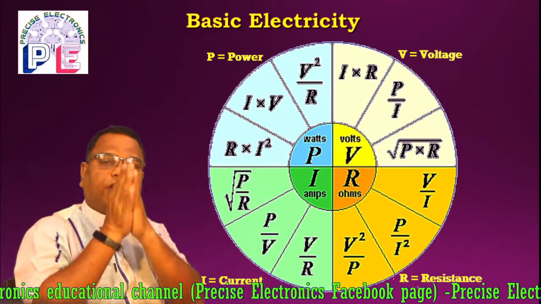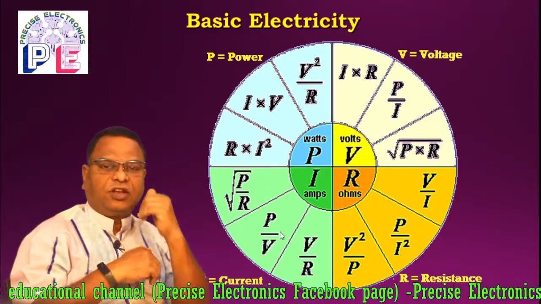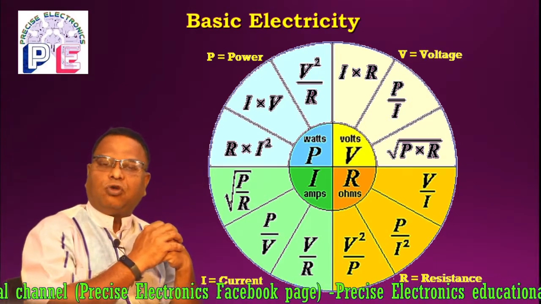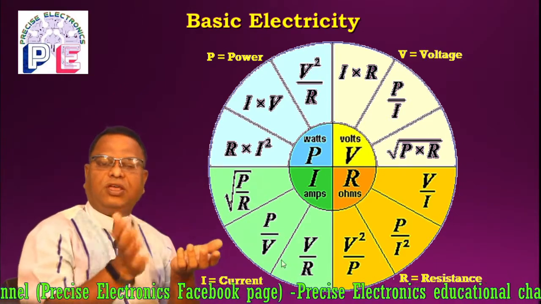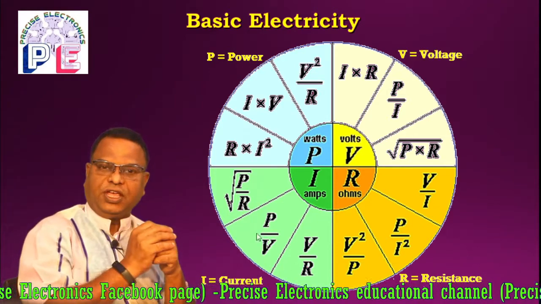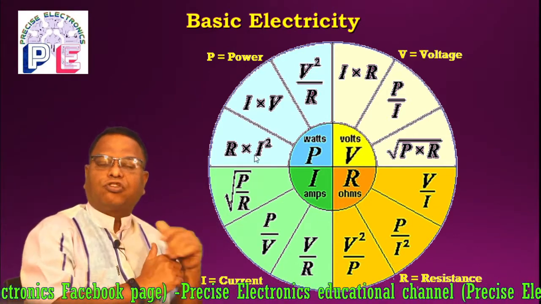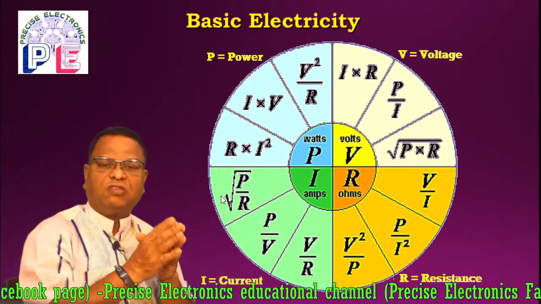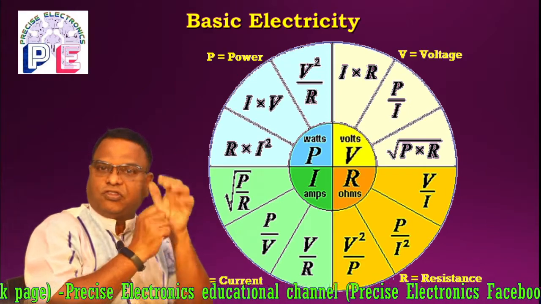Now, how is the current flowing through that system calculated? I is equal to, once again by using Ohm's law, V upon R. Then I is equal to P upon V. I is equal to square root of P upon R. So these three formulas give the current flowing through the system.